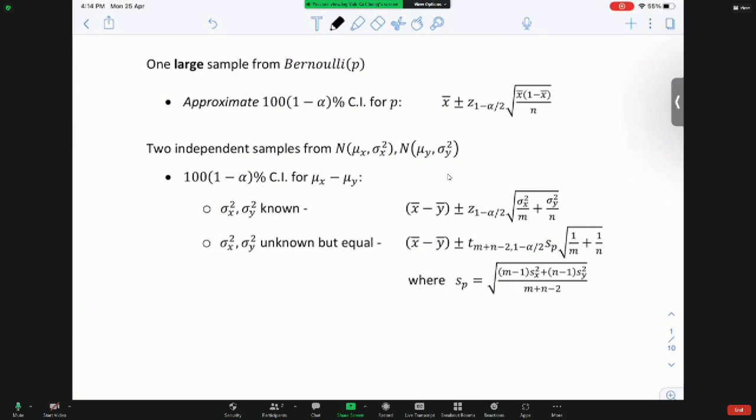Now this x bar is the average of these 1s and 0s, the average of these Bernoulli terms. In fact, this is just the sample proportion, the proportion in the sample. And then plus or minus the normal quantile multiplied by this number, which is actually the standard error of the sample proportion. It is computed as the square root of x bar multiplied by (1 minus x bar), divided by the sample size.